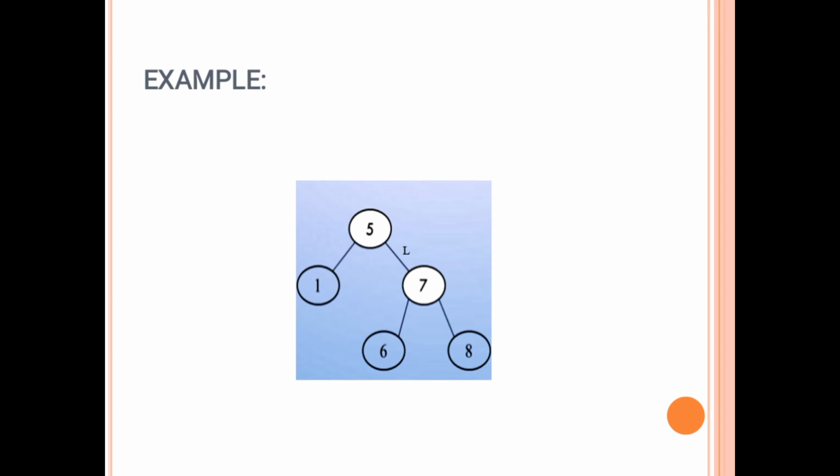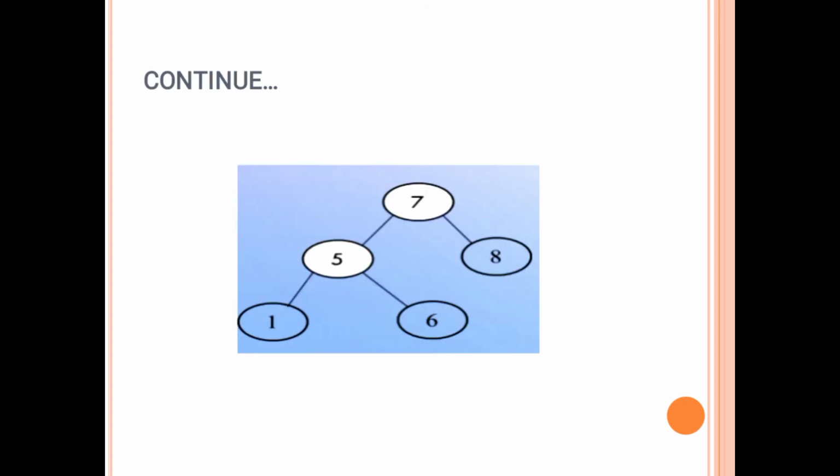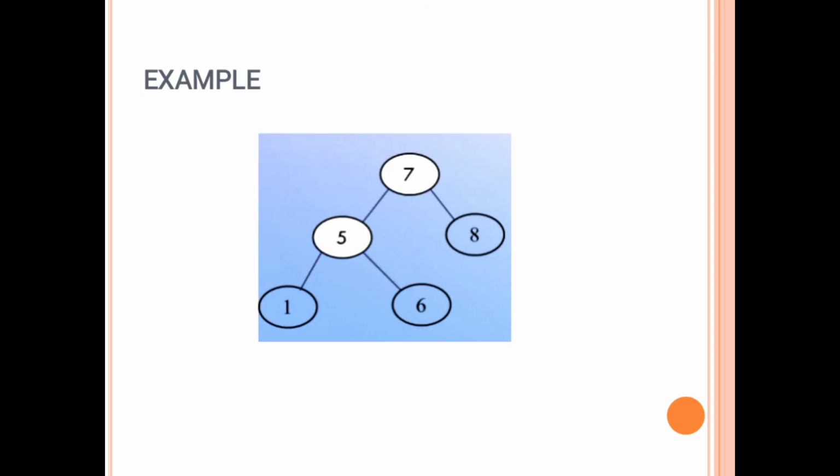Here we do the left rotation of the 7. After the left rotation, 7 becomes the parent, and on its left side we add the 5. This is the left rotation.